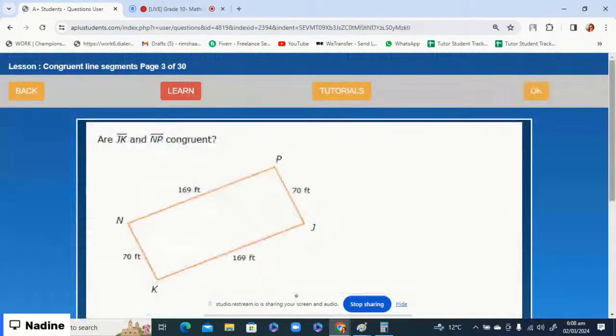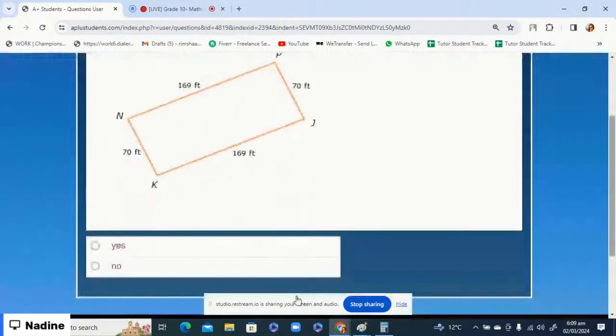Okay. Are JK and NP congruent? What is J and K? This is 169. N and P is again 169 feet. Okay, so these both are the same. It means that yes, these are congruent.